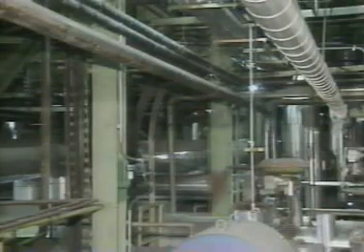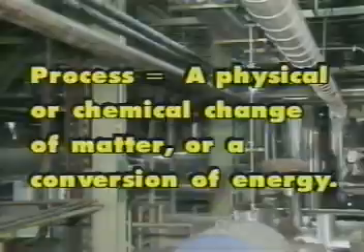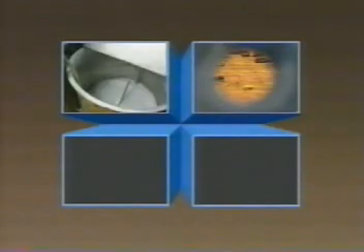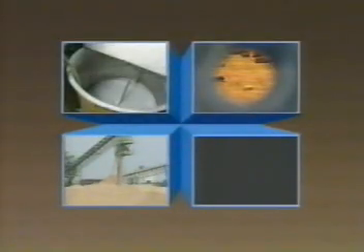The term process can be defined in several ways. For our purposes, we'll define a process as any physical or chemical change of matter or conversion of energy. That means that the mixing of two or more substances, such as the fluids in this tank, is a process. And the burning of fuel to supply heat for making steam in a boiler or to heat another substance in a fired heater is a process. The transportation or movement of a product, accomplished by a material handling system like this one, is a process.